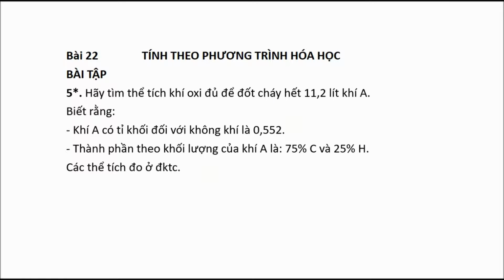5*. Find the volume of oxygen needed to burn 11.2 liters of gas A, given that gas A has a relative density with respect to the air of 0.552. The percent composition of elements of gas A is 75% C and 25% H. All volumes are measured at STP.